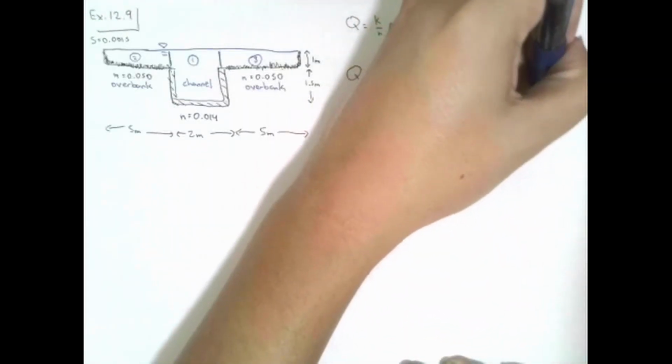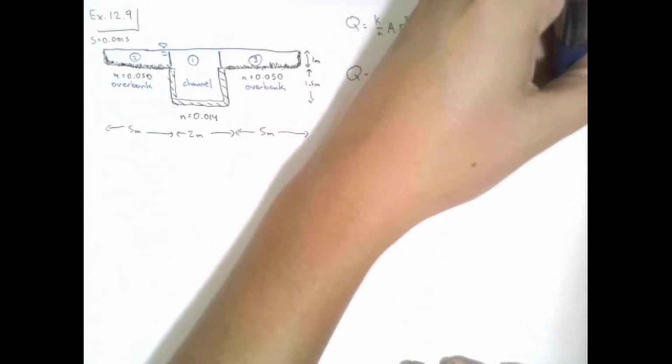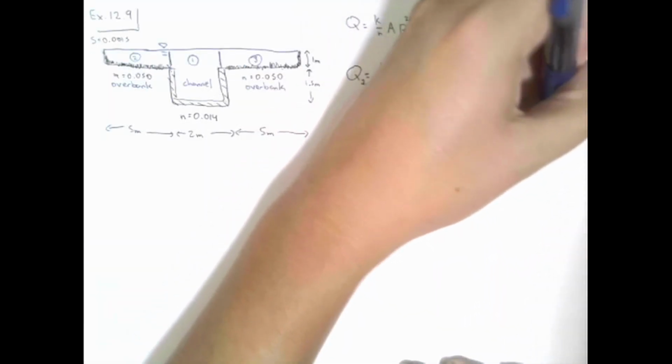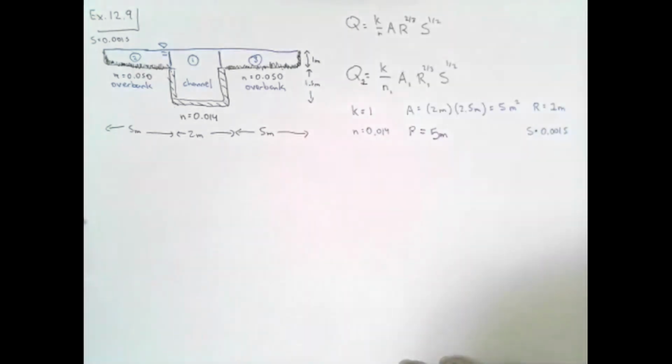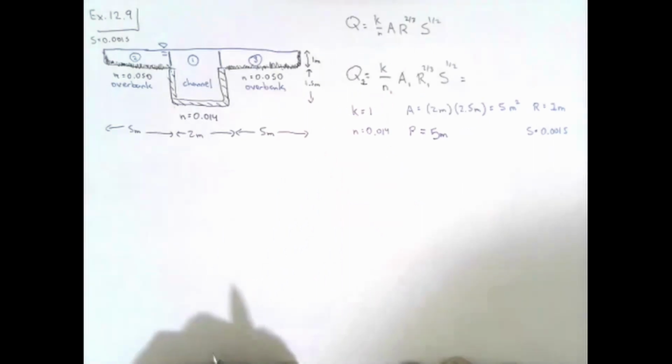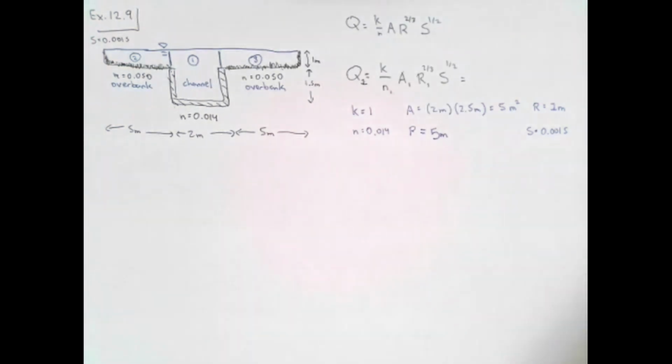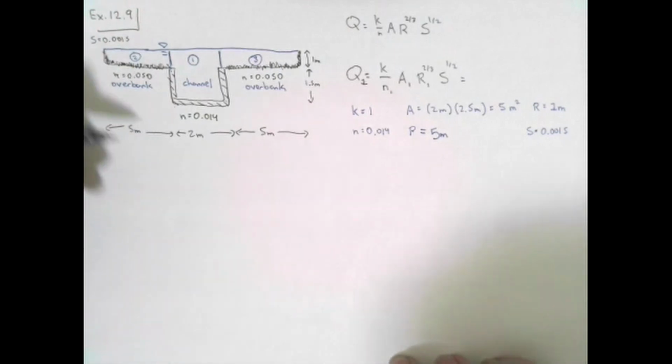This gives us a hydraulic radius of 5 meters squared over 5 meters, which is just 1 meter. And we already know that our longitudinal slope was 0.0015. We can plug all these values into our Manning's equation and get a flow rate of how much? And while you're doing that, I'm just going to write the Manning's equation for the other section.